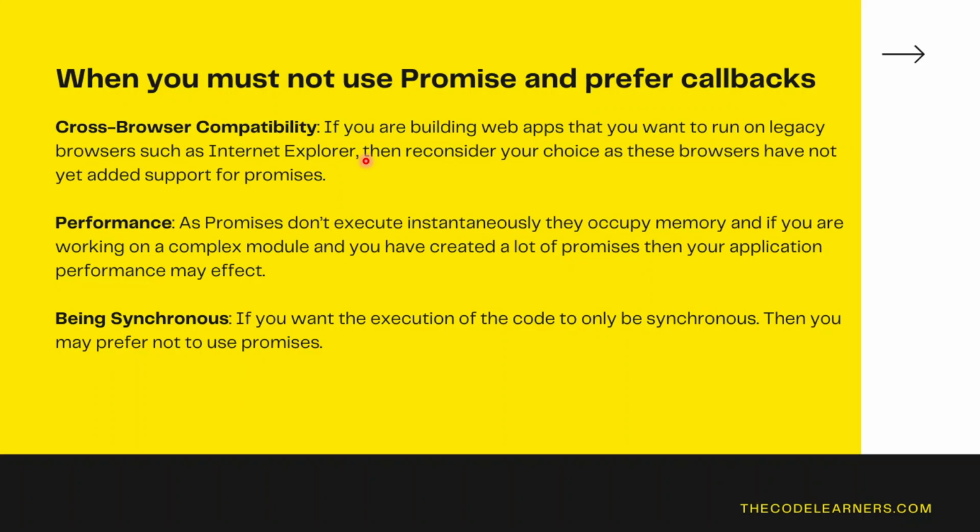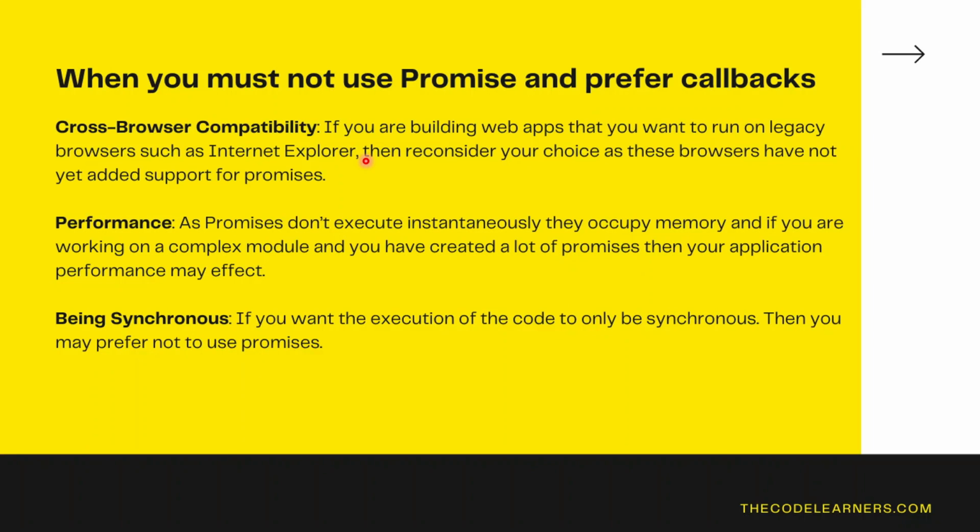The next reason is performance. Promises, when called, don't execute instantly. They are stored in memory, and whenever there is available time, the CPU executes them. If you have a complex module and you are creating a lot of promises, that may take a lot of memory and affect your performance.